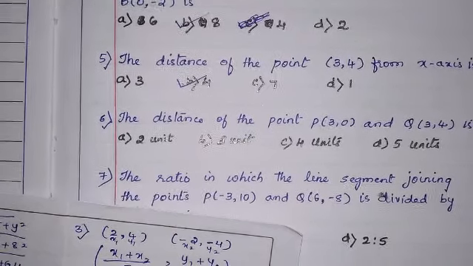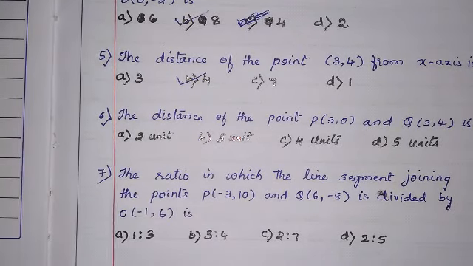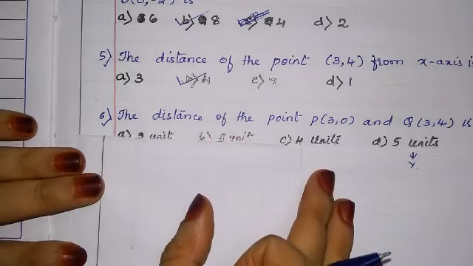Now let us see the next question: the distance of the points P(3, 0) and Q(3, 4) is. Here again it is the distance between the points.